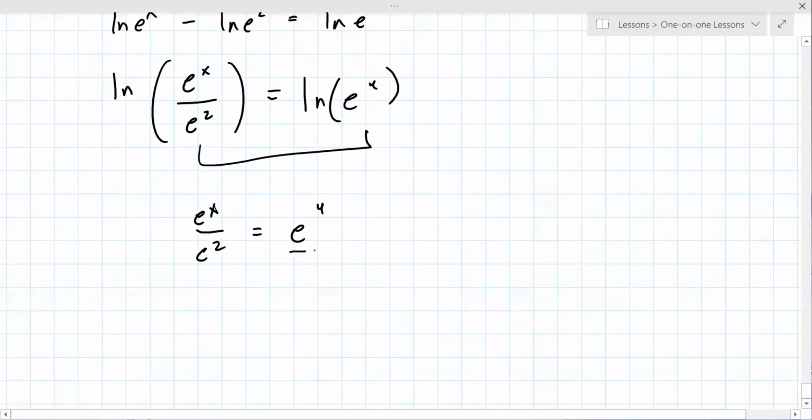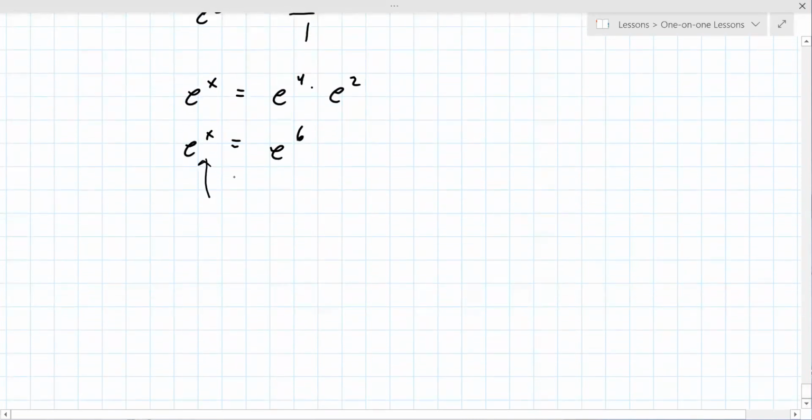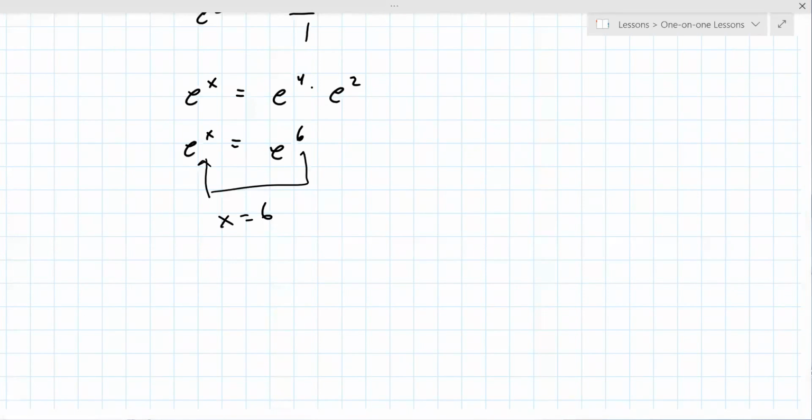And you can cross multiply here. So e to the x equals e to the 4th times e squared. E to the x equals e to the 6th. Because the bases are the same, you can set the exponents equal. So x equals 6. We maybe should do this another way, unless you're just trying to get through this, because that probably wasn't the best explanation. There's probably a better one. Up to you, though. It's okay.